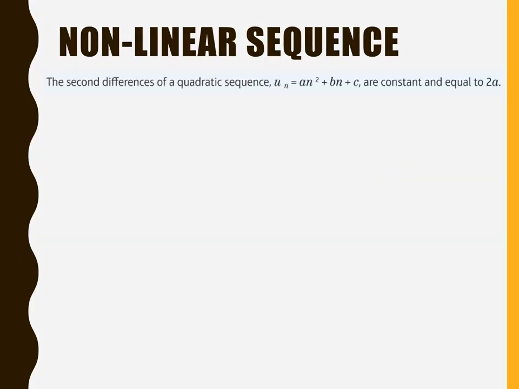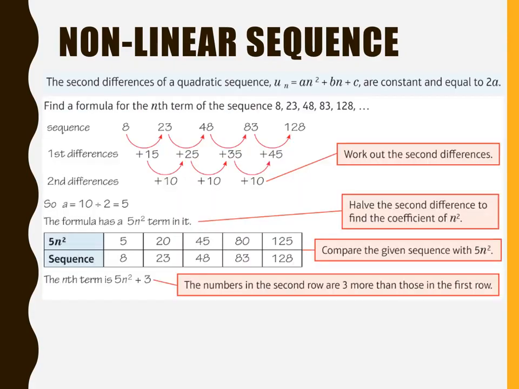Okay, continuing with nonlinear sequences, for a quadratic sequence where u n equals a n squared plus b n plus c, this is a general formula, the second differences are constant and equal to 2a. Let me give you an example. In the previous example we were already given the formula, but in this example, we are just given the sequence and we need to find the formula.